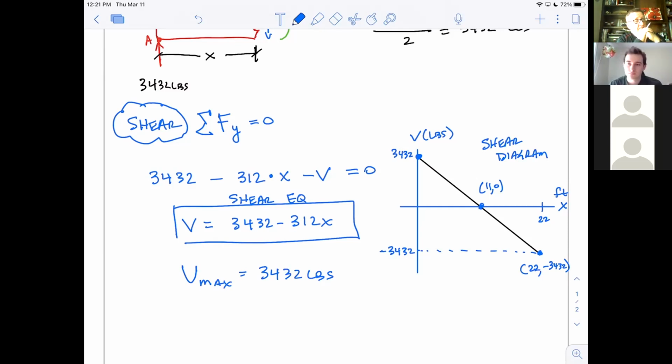But the cool thing is, I know the shear any place I want to know now. Somebody says, hey, 2 feet in, what's the shear in the beam right there? We have an equation. We have a graph that'll tell us. That's pretty powerful. That's pretty cool.